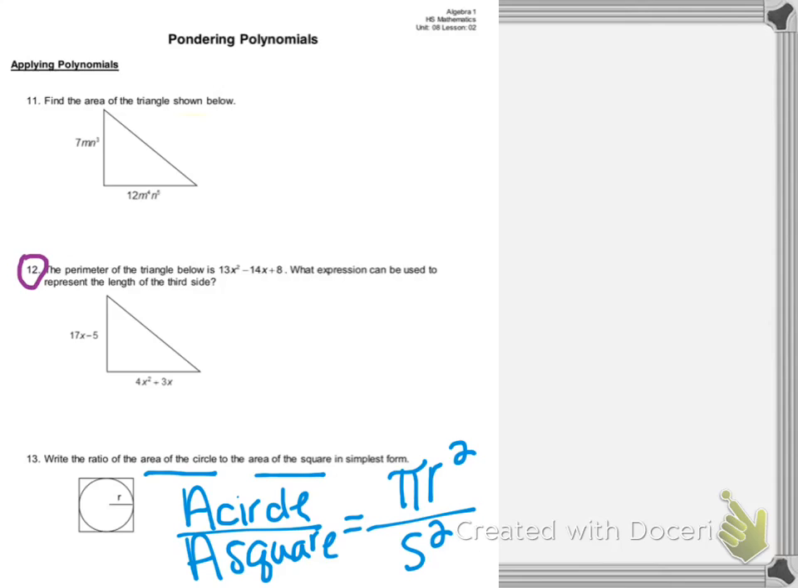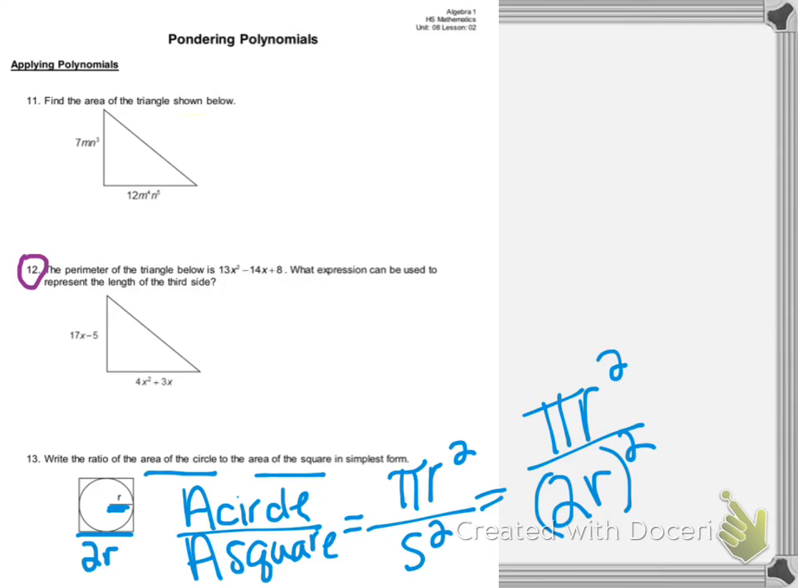So now, if we look here, we see that half of this is r. So if we want the whole thing, we're going to take r and multiply it by 2. So that whole thing is going to give me 2r. So that is the side of the square. Well, we already know that the radius is r, so we don't have to mess with the top part. So we're just going to have pi r squared. And the bottom one, we're going to have 2r, because that's the side, squared.